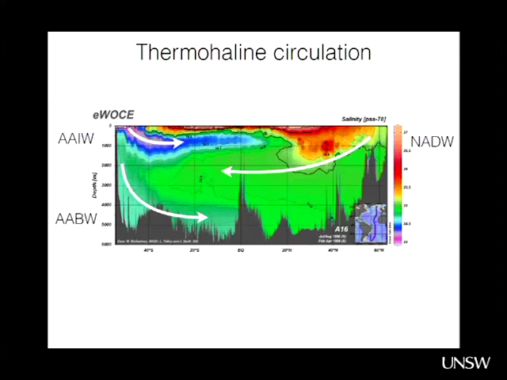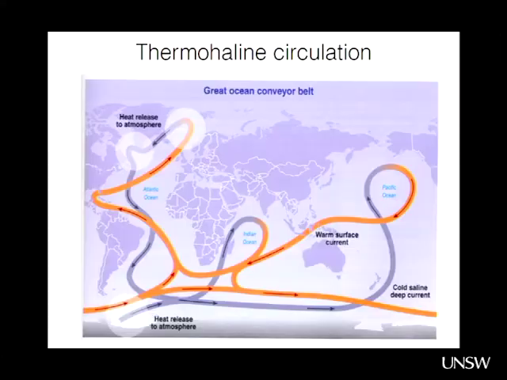Then they all circulate. So if you want to look at a more cartoon picture, this is the sort of introductory slide of the thermohaline circulation that people usually show. It's very simplified, so obviously it's a bit wrong, but it's a bit useful as well to explain what's going on. So you have these sinking regions.